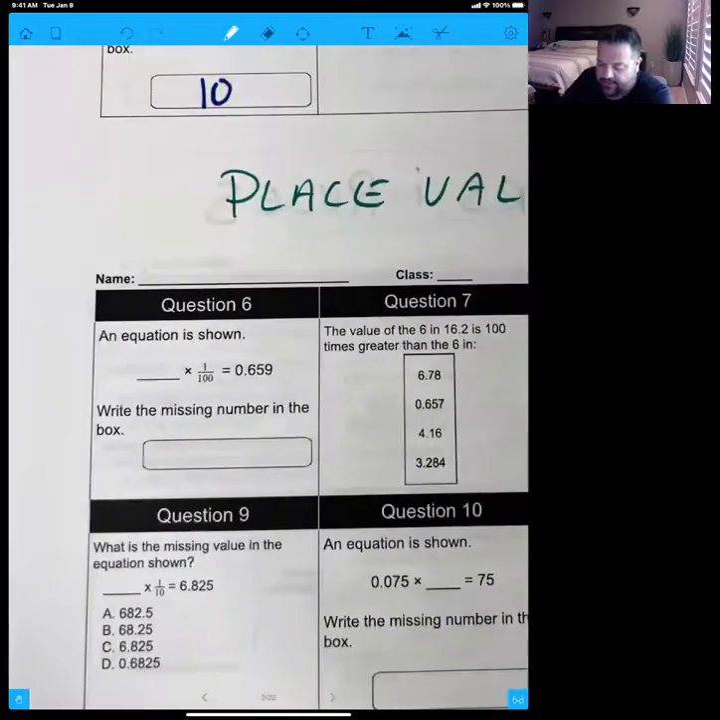Number 6, 100% on your test. Your product is a small number. We multiplied by a fraction. That means your product got smaller. So your answer's got to be much bigger. 2 zeros, 1, 2. You would get 65.9. You can't get that one wrong.